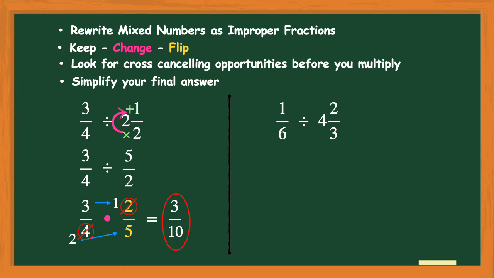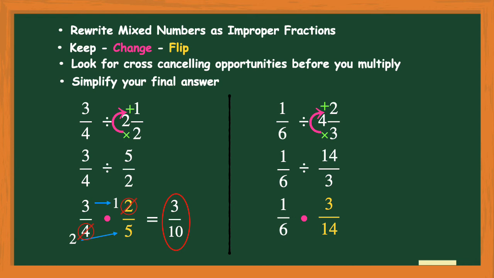So I'm just going to bring down the 1/6, bring down the division. Then I'm going to multiply that denominator of 3 to the whole number of 4. So 3 times 4 is 12. Add the numerator. 12 plus 2 is 14. 14 becomes my numerator, and the denominator of 3 does not change. So now I have a fraction being divided by another fraction, so that allows me to use the keep, change, flip strategy. So I'm going to keep 1/6. I'm going to change division to multiplication, and I'm going to flip 14/3 to its reciprocal of 3 over 14.